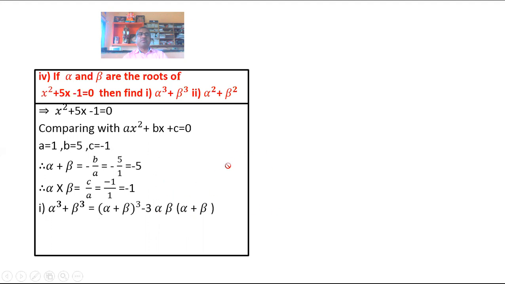Substitute the value alpha plus beta is equal to minus 5 and alpha into beta is equal to minus 1. Therefore, alpha plus beta, which is minus 5 cube, minus 3 multiply alpha into beta, which is minus 1, and alpha plus beta, which is minus 5. Hence, minus 5 cube is equal to minus 125.